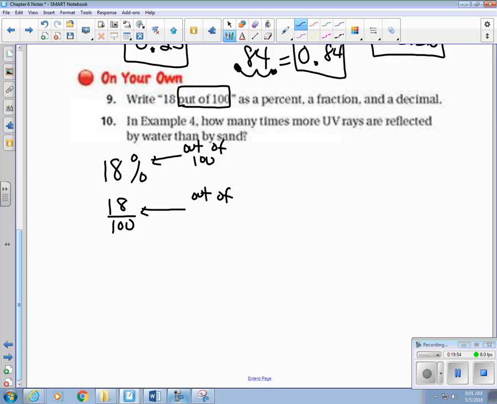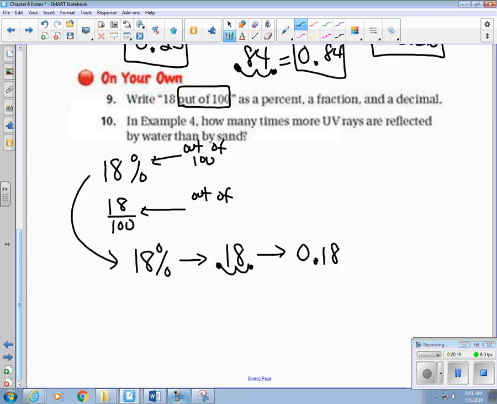And then as a decimal, we can take our 18% that we had up here and change that into a decimal. In order to do that, we drop the percent sign. We have to add a decimal point to the right. We're going to move that 2 places to our left. And then we're going to rewrite it as 0.18 and make sure we have a 0 placeholder in front of the decimal point. So that takes care of number 9. 18 out of 100 can be written as 18%, 18 over 100, or 0.18.